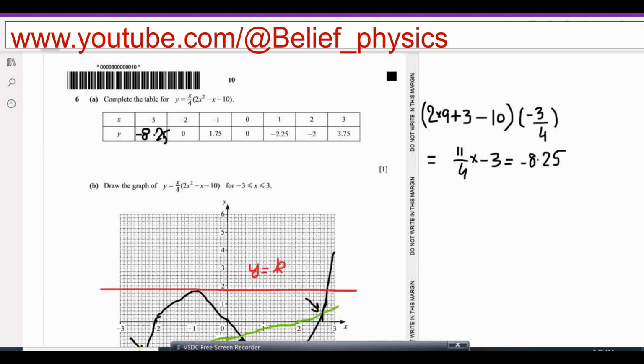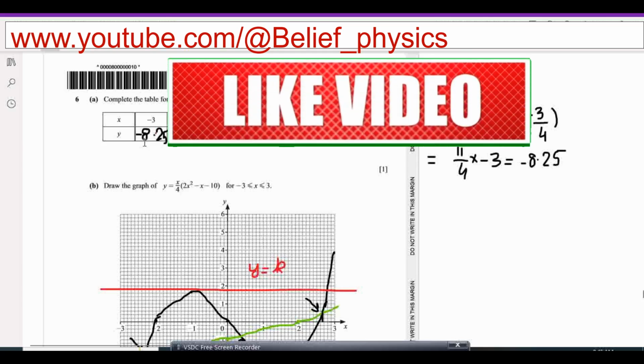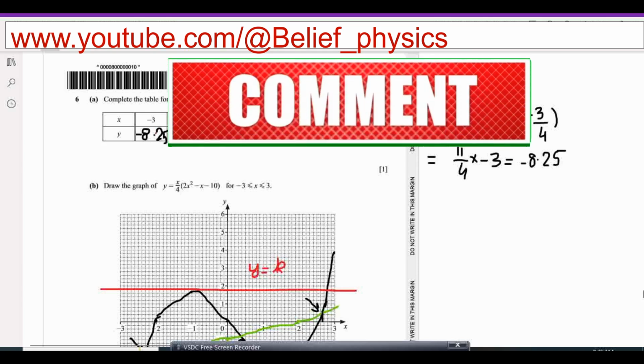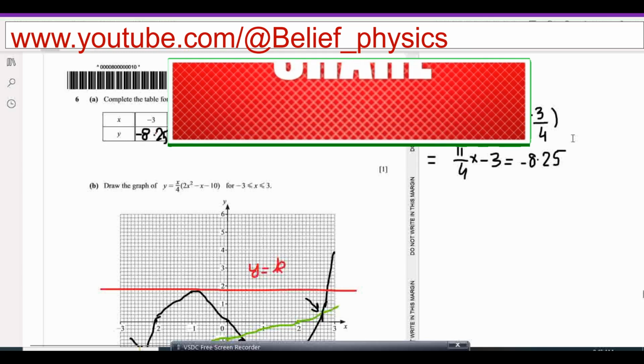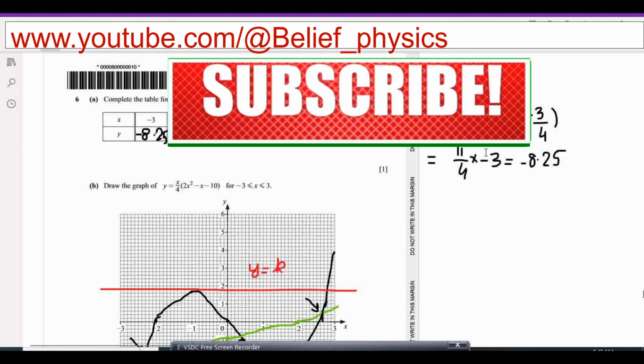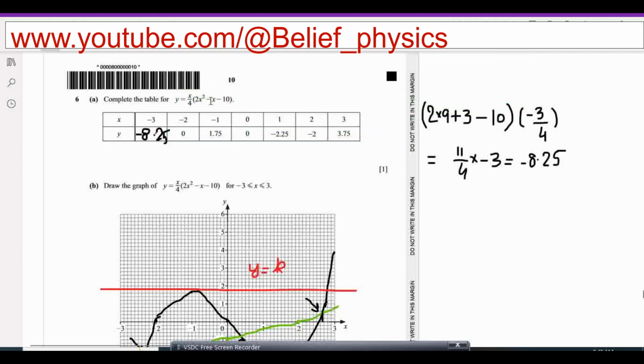The question is, there is a graph table for y is equal to x over 4 into 2x square minus x minus 10. Part 1 is to complete the table. For minus 3, it is not given here, so we put minus 3 here. We get minus 3 over 4 into 2 into minus 3 square, which is 9, so 2 into 9, plus 3, minus 10. When simplified, it comes out to be minus 8.25. So put minus 8.25 here, that's it.